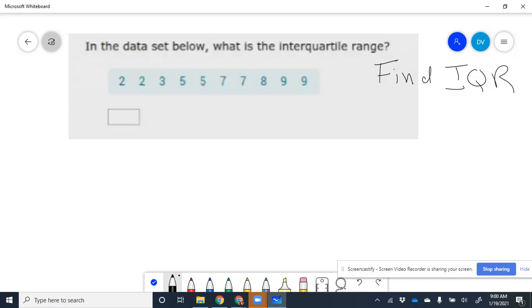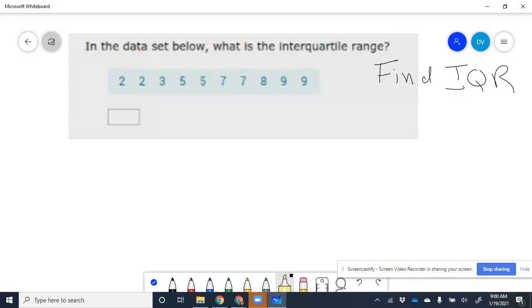So first, I want you to tell me how many numbers we have here. I'm going to count: 1, 2, 3, 4, 5, 6, 7, 8, 9. Don't we have 10 values? See that? So what we want to do is break these values. By the way, they're already in the correct order. If they weren't, we'd have to rearrange them.